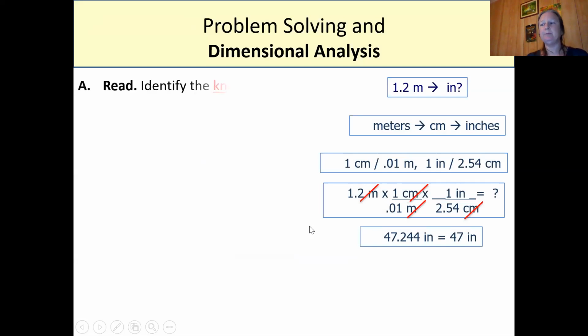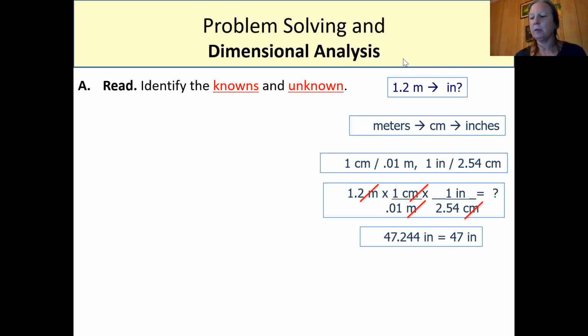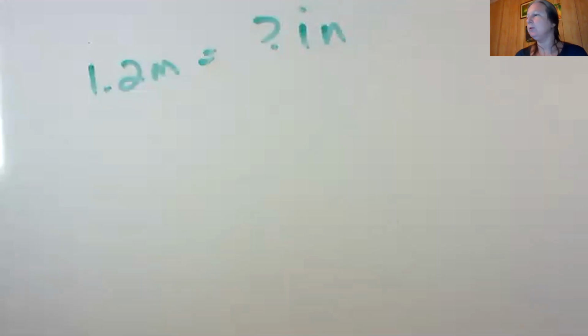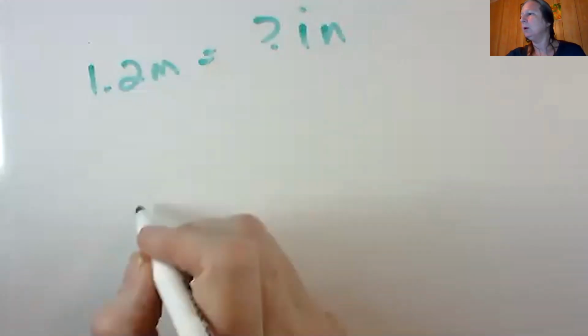So here's an example. I'm going to do this on the whiteboard because I think it helps to actually work it out as I'm talking about it. So the question is 1.2 meters equals how many inches.